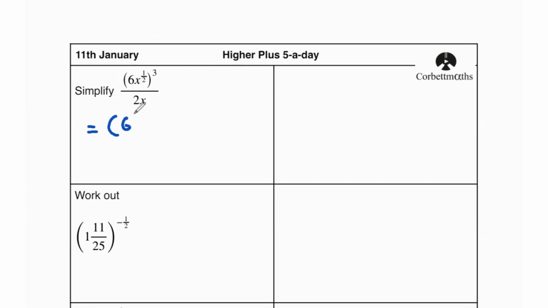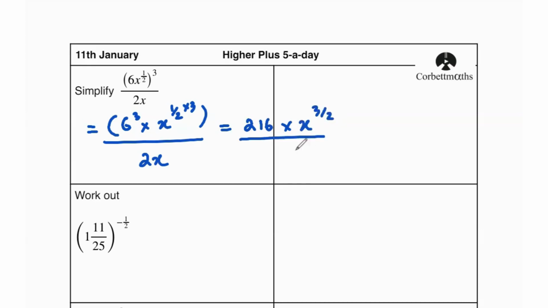So it's going to be 6 to the power of 3 times x to the power of 1/2 times 3. As you can see, the power of 3 was distributed to both the terms. 2x comes down as it is. 6 to the power of 3 is going to be 216 times x to the power of 3/2 over 2x.